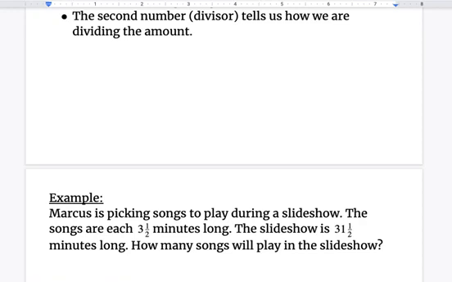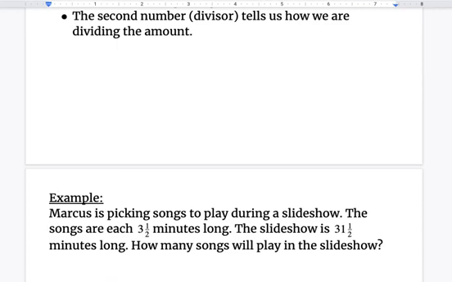So we're not just looking at which number is bigger to figure out the first number. Sometimes the first number, the dividend, is smaller because we could be dividing a fraction into a whole, right? We could be sharing it with a bunch of different people. So you have to be careful. What we do want to pay attention to is what are we dividing into little pieces?